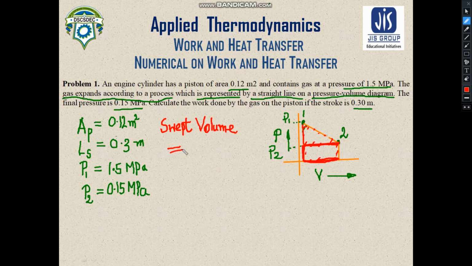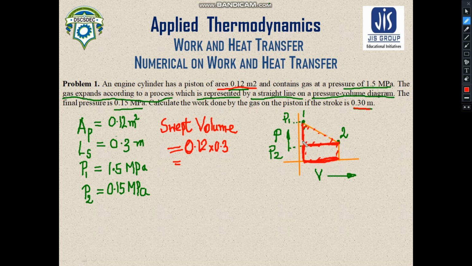So how can we calculate this swept volume? It is very simple. It is the area and the stroke. That means if we multiply the area and the stroke length, we will find the volume by which the expansion has taken place. So let us multiply 0.12 into 0.3. This will give us the value of the swept volume.